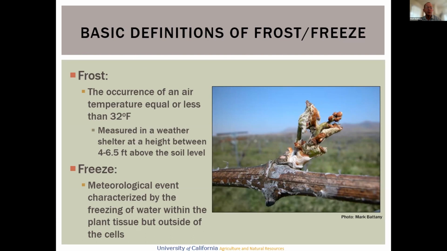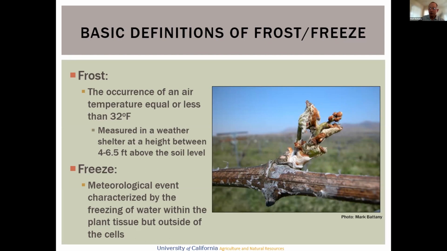I often see growers installing weather monitoring equipment sometimes just a couple of feet above the ground, and you get very different temperatures at that height. Or I've seen cases where weather stations have been put on top of barns, might be 15 or 20 feet above the ground. And again, you're going to get a very different condition there. So we have to standardize a little bit how we measure things. Freeze, now we're talking about the actual freezing of water within the plant tissue that causes the damage.